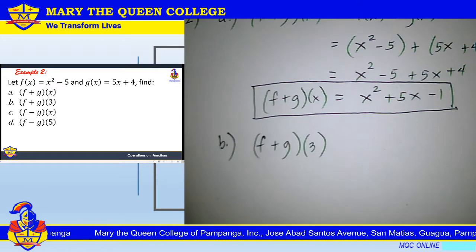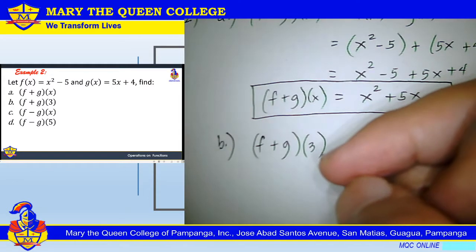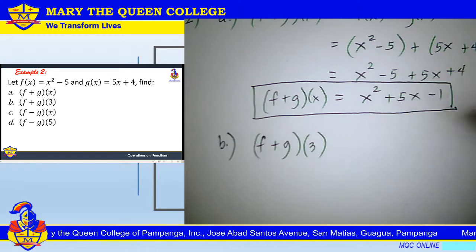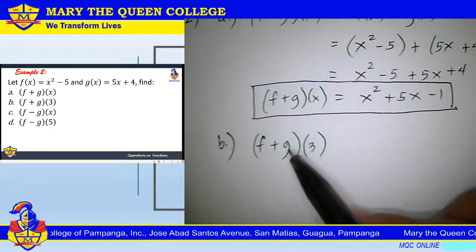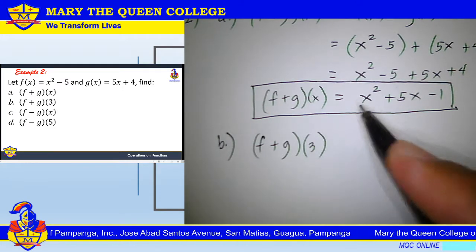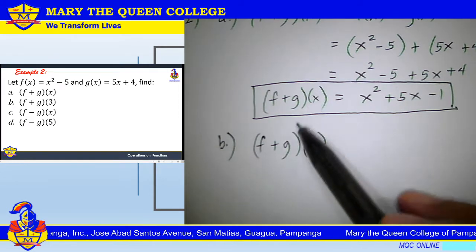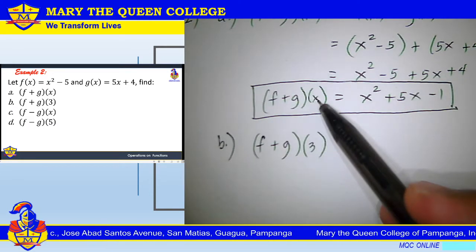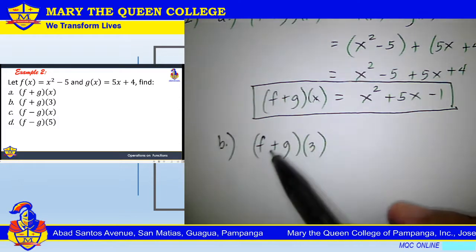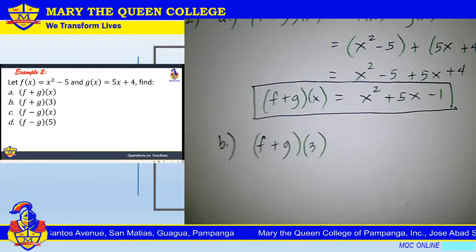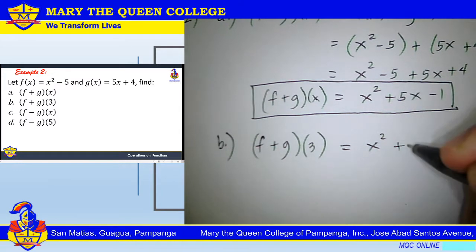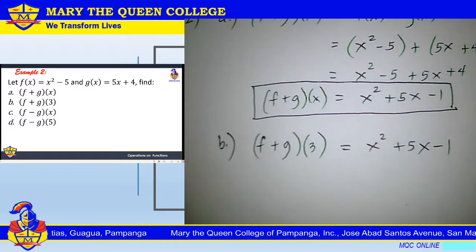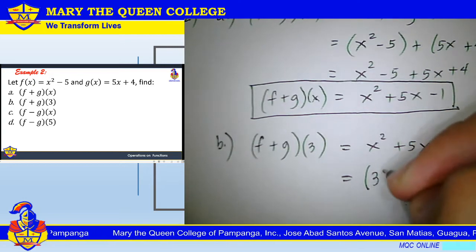So, what do we mean by that? So, our domain x will be replaced or gagamitin po natin yung domain na 3 dun sa ating makukuha dito. Okay? So, since we have this one, pwede tayong mag-shortcut. Okay? So, papalitan lang po natin yung x doon ng 3. Kasi f plus g of x, it is x squared plus 5x minus 1. So, magkakaroon tayo ngayon ng x squared plus 5x minus 1. So, from here, we will replace our variable x by the domain 3 na given.